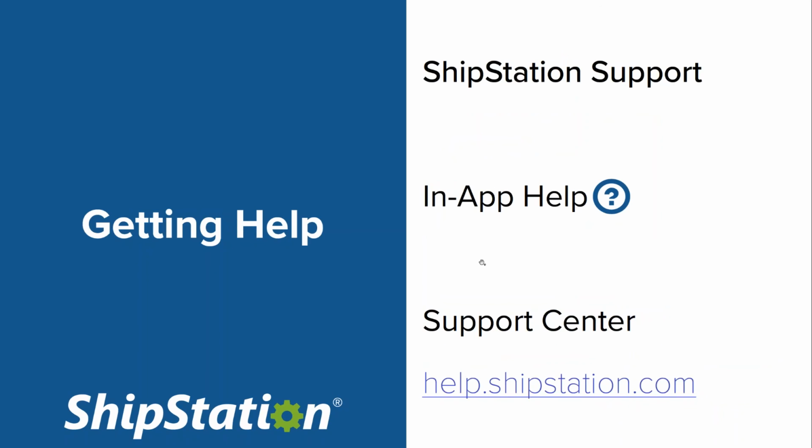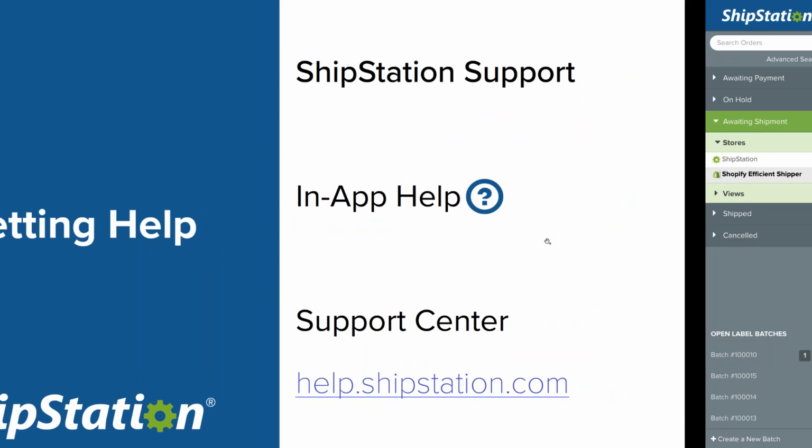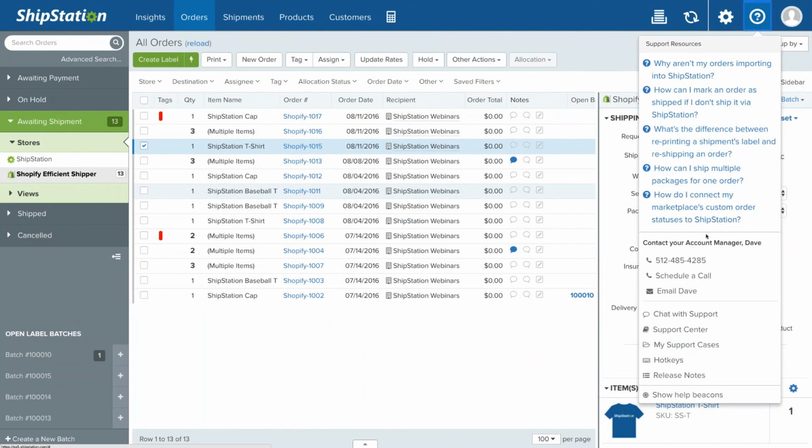So let's talk about getting help. Getting help is very, very important, and we all need it from time to time. To get a hold of ShipStation support, the easiest way to do it is to click the question mark in the top right-hand corner. Once you do that, you can choose to chat with support if you're on our silver plan or higher. You can also go to your support center and submit a ticket through there.